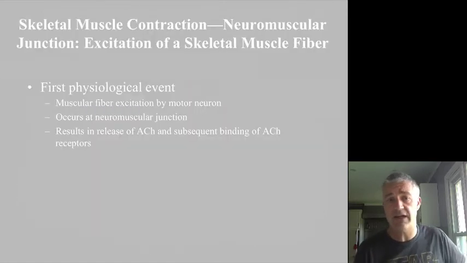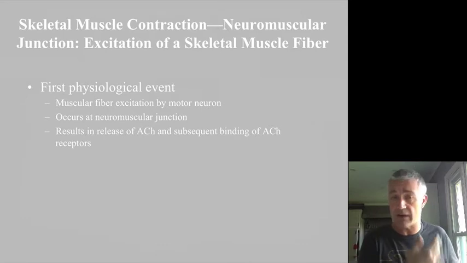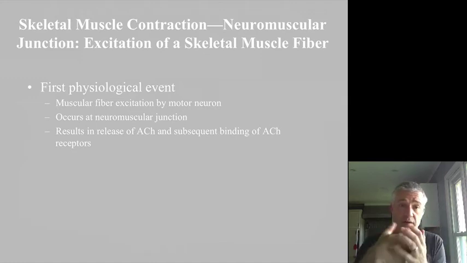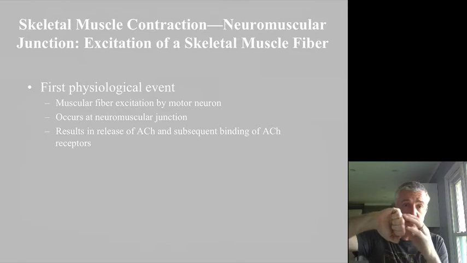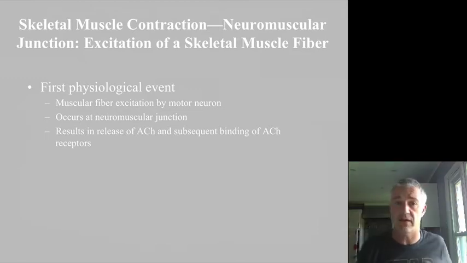So the first event that happens in muscle contraction is going to have a motor neuron sending an impulse down to the end of that synaptic end bulb and causing the release of a neurotransmitter, abbreviated here as ACh. That stands for acetylcholine, and that acetylcholine, once it's released from the end of the neuron here, is going to spread out, go across to the motor end plate, and bind to receptors there.